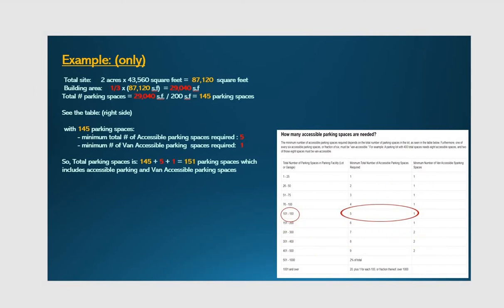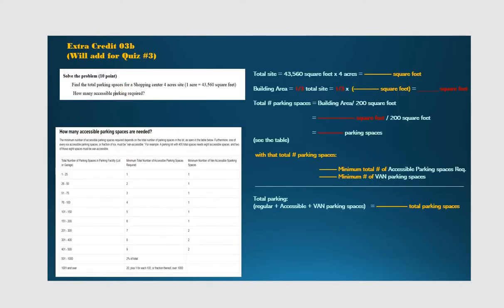So now, go back with us. Example: now you go solve the problem in the real credits for number 3. Look at this: find the total parking spaces for a shopping center on a 4 acre site. This is 4 acres; the example I gave you was 82, but this is 4. The way to do it is exactly the same. First I need to calculate the total site. That's 4 acres, and 1 acre is 43,560, so I multiply by 4 and get the total square feet right here.